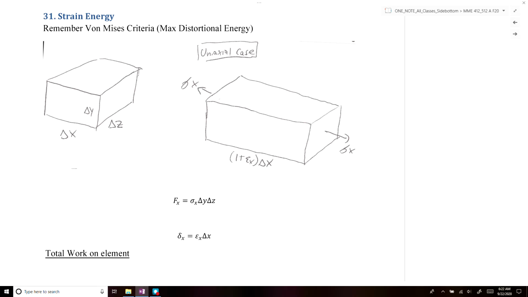For strain energy, the great thing about these methods is that you can use them to solve statically indeterminate problems. So if we have our stress element here and we apply an axial stress, we can think of this element as being a spring. The total force being applied to the spring we can think of as the stress times the cross-sectional area.